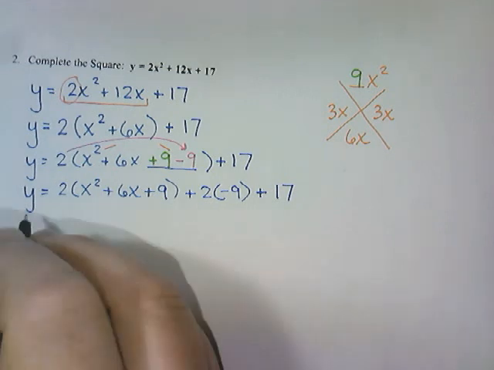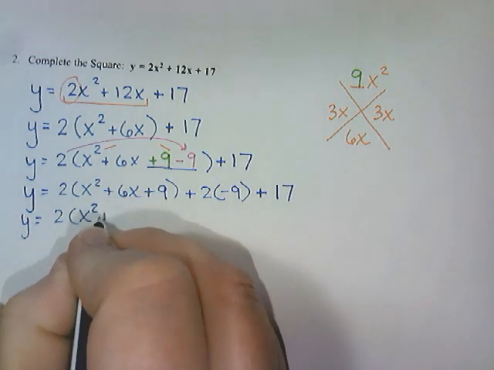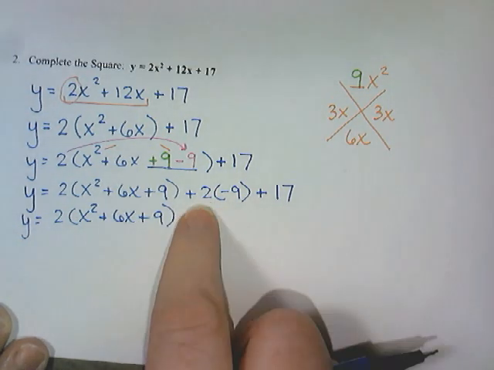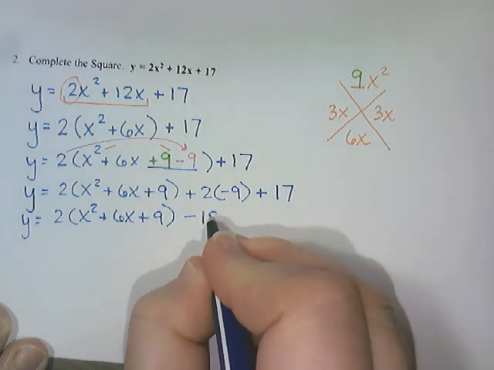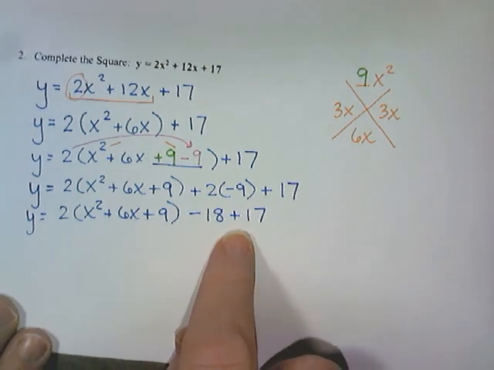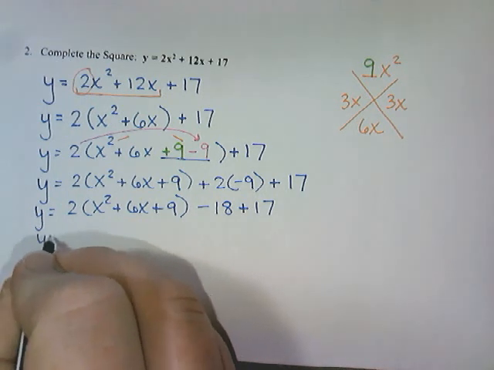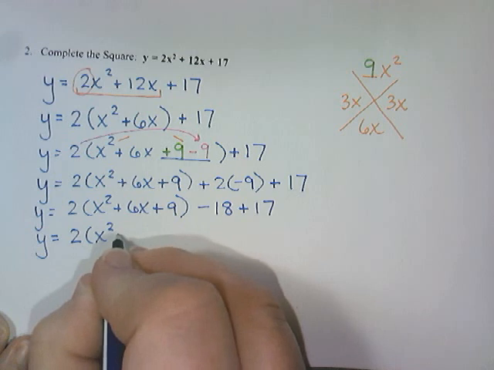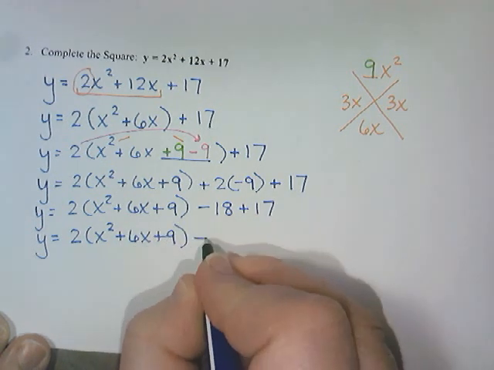So we're going to leave the beginning parts. We have y equals 2 times x squared plus 6x plus 9. And then 2 times negative 9 is negative 18. You can use your calculator to help you if you want. And then we still have a plus 17. Negative 18 plus 17 is negative 1. So I have 2 times x squared plus 6x plus 9, and then minus 1.